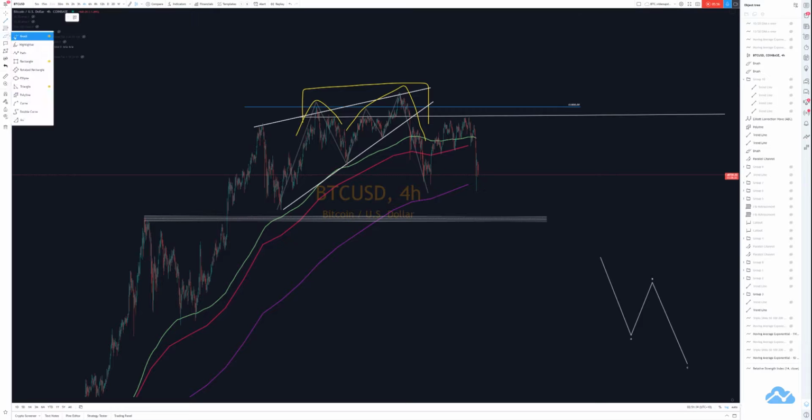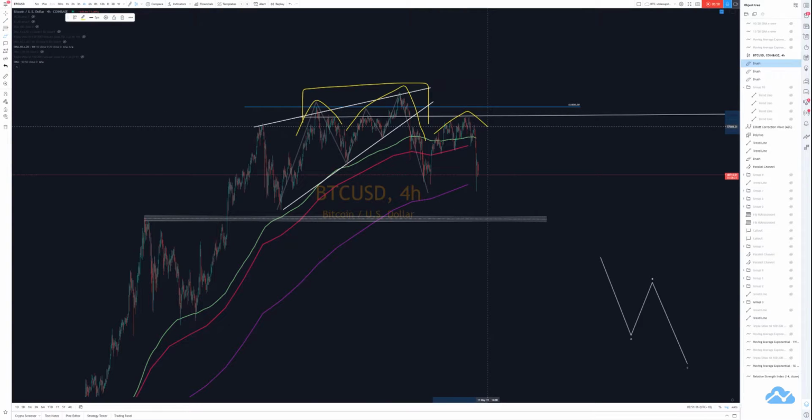So if that's the case, we do have head and shoulders. It's not clear, but it makes a point. Right here, what we have is another ascending wedge, pretty much.